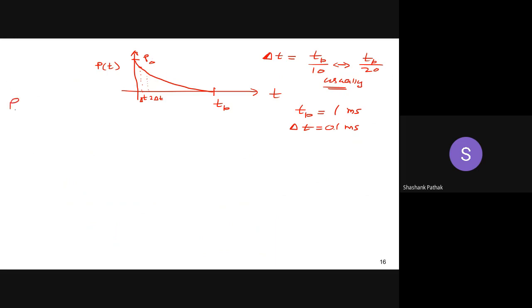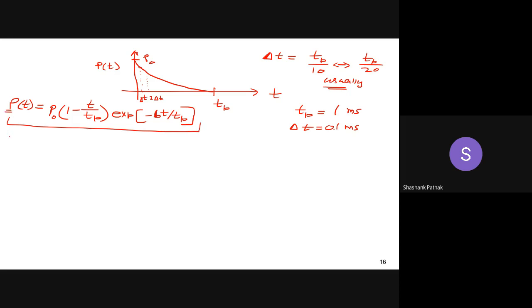Can anyone tell me the equation of PT? Does anyone remember? The Friedlander equation, you have written the MATLAB code, just tell me. Shiva? Sir. Tell me PT. P0 into? Yes. 1 minus T by TP. Yes. Into e power minus b into T by TP. Very good. We have this equation, so using it we can compute our PT at different time intervals: at T equal to 0, delta T, 2 delta T, 3 delta T, like this till TP. We know this at each time step.